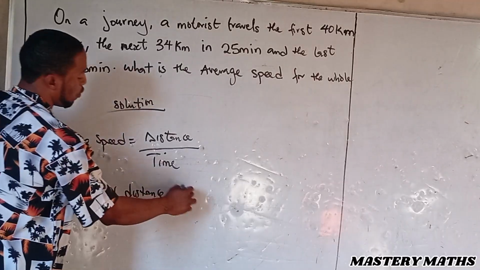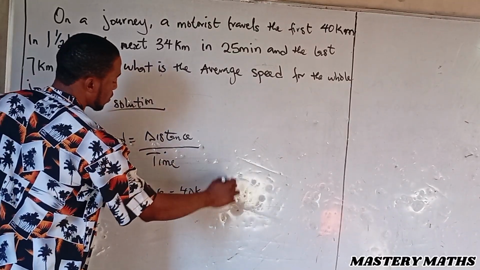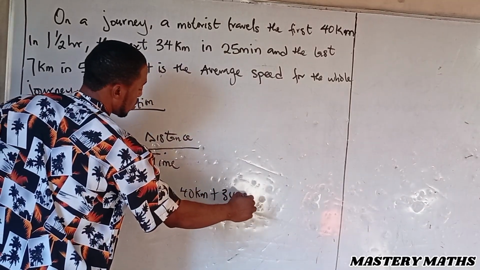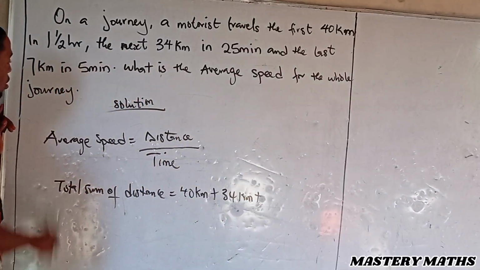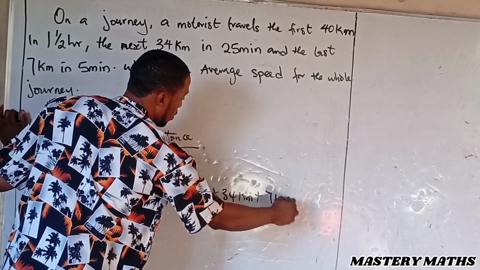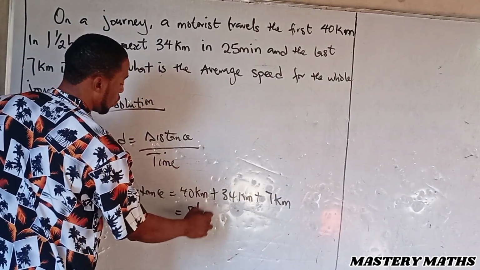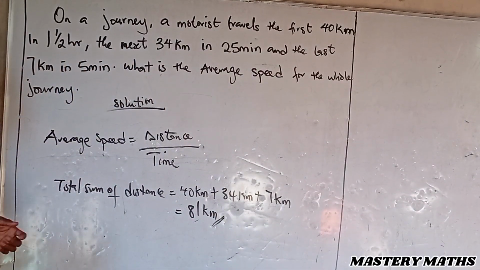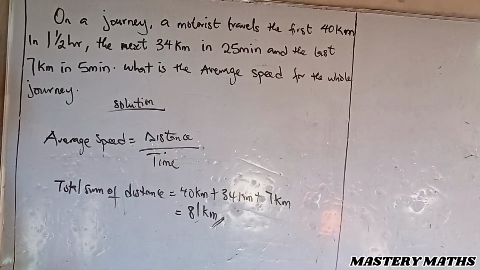The first is 40 kilometers plus 34 kilometers plus 7 kilometers. Altogether, you have 81 kilometers. So we have a total of 81 kilometers. Now the next, we have time.